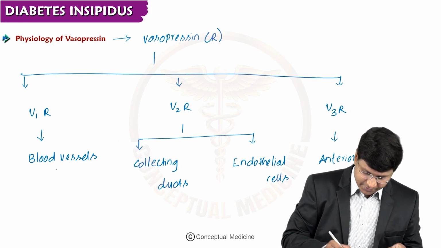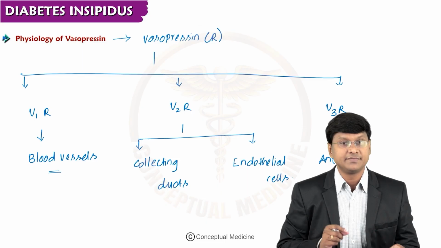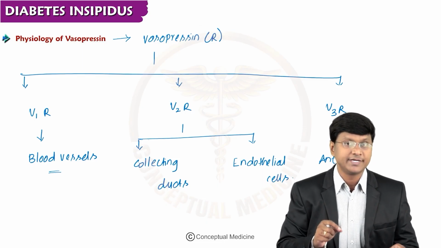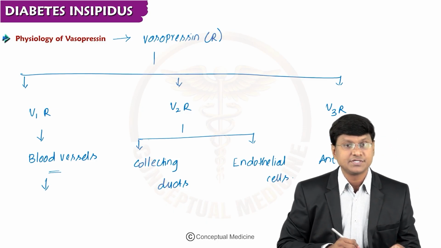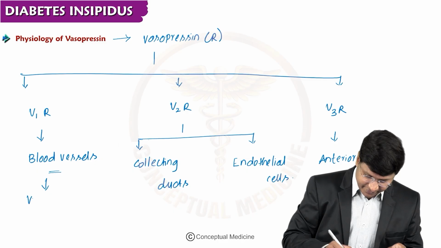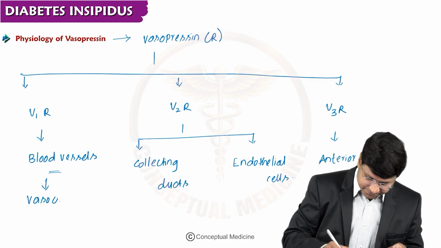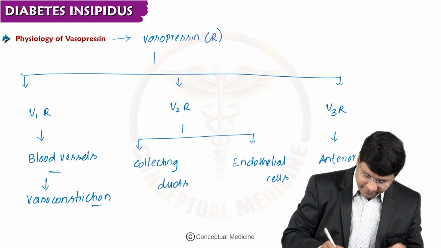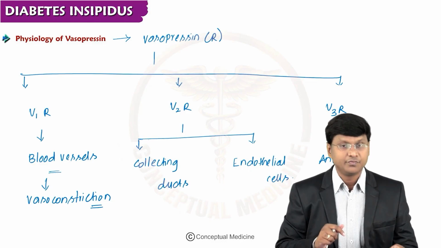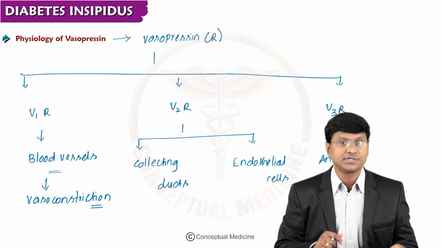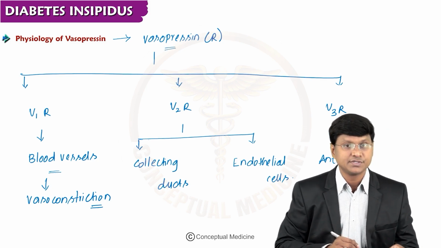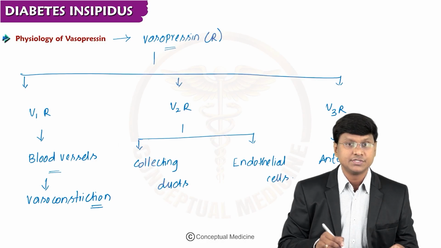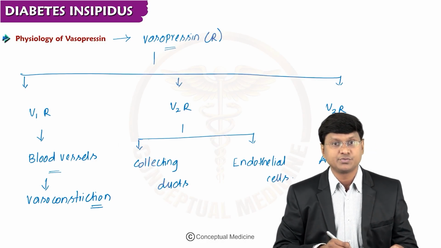Now, when the V1 receptors present on the blood vessels are stimulated, what will be the response? Please remember, there will be vasoconstriction. Now, where is this principle of vasoconstriction being used? Why is this antidiuretic hormone called vasopressin? Because it will cause vasoconstriction. That is the reason why it is called vasopressin.